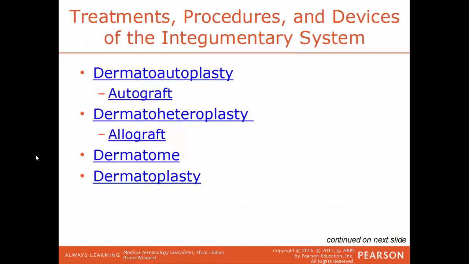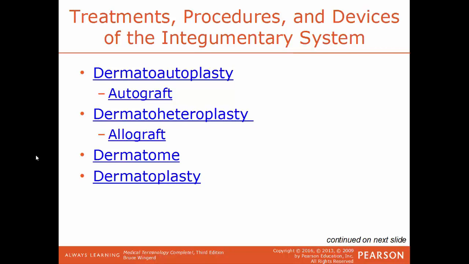See, the next two terms are pretty much interchangeable: dermatoautoplasty and autograft. Dermatoautoplasty is not that commonly used of a term anymore, but it's using your own skin to repair or replace some damaged skin. Dermato is a reference to the skin, auto is your own or self, and plasty is the surgical repair of. So using your own healthy skin to replace an area of damaged skin.